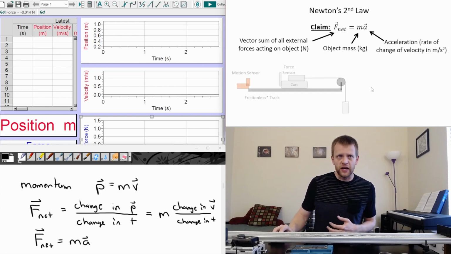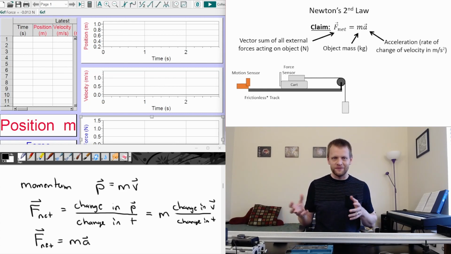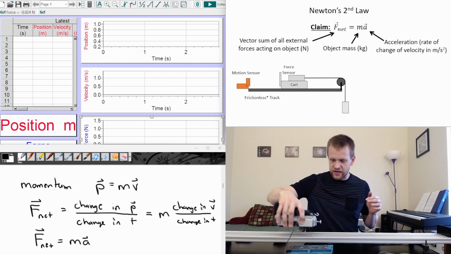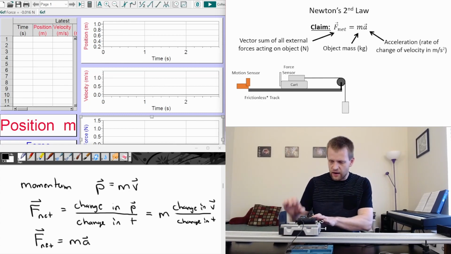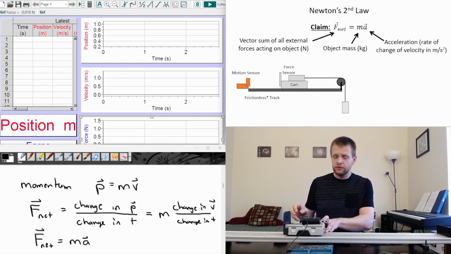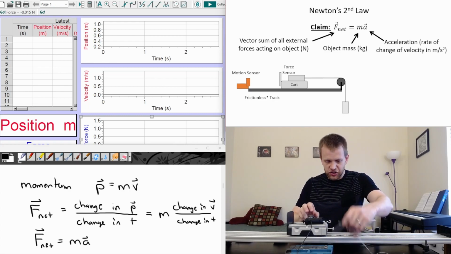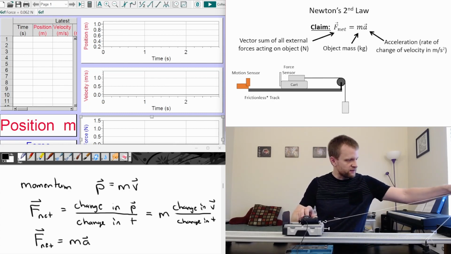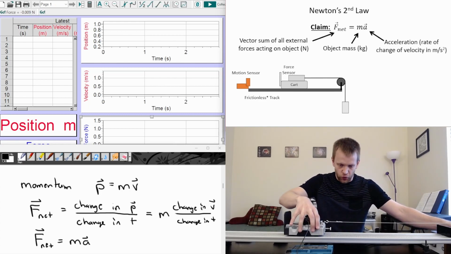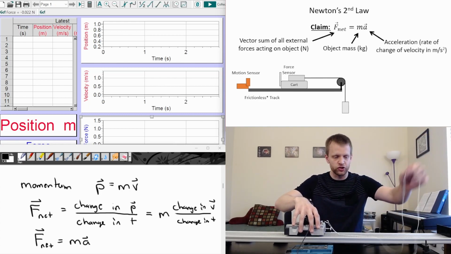Well, this setup that I'm going to be using might look familiar. I've had this set up in a previous experiment where we were talking about work and energy. We have this half-Atwood machine. So I have a cart that I've attached a force sensor to. I've got a motion sensor set up to determine how this object is moving. And I'm going to attach a string to this object, have that string go over the pulley, and then attach some hanging mass, which is going to cause the cart to move down the track.